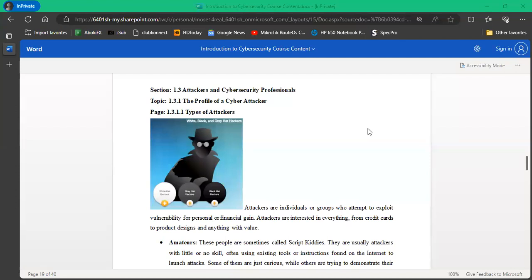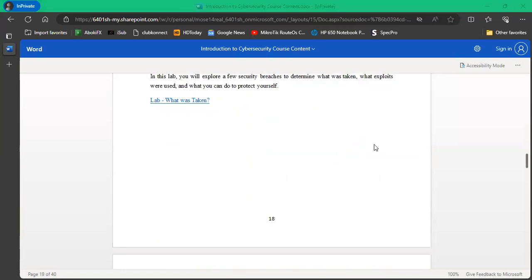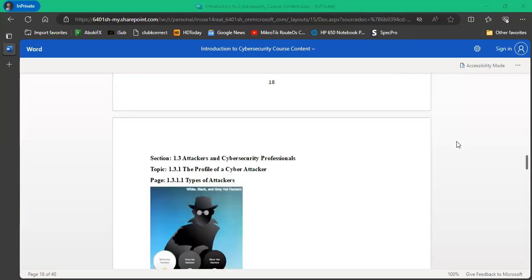But before today expires, I want you to click on the lab, go through it, and note down in your own personal note what was taken, what exploits were used, and how you can protect yourself. There's a format of how you are going to answer it. Now, when I release the link of the assessment, it is your input you now submit so that it can be graded.